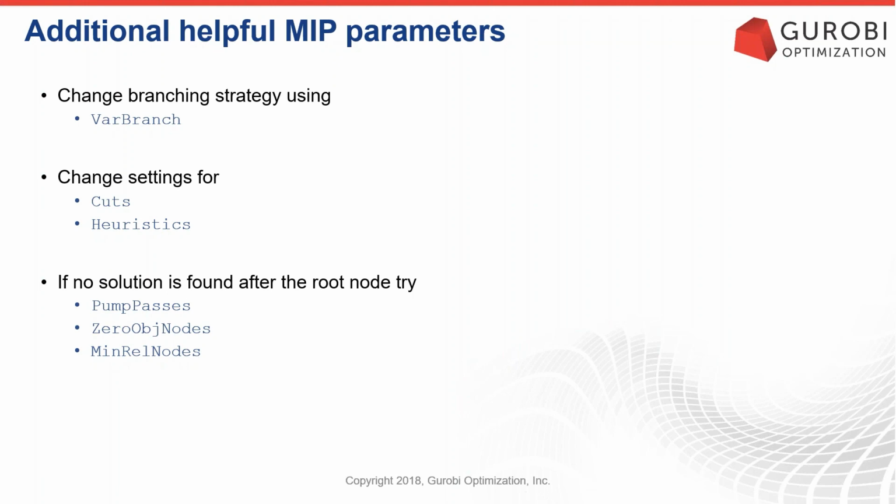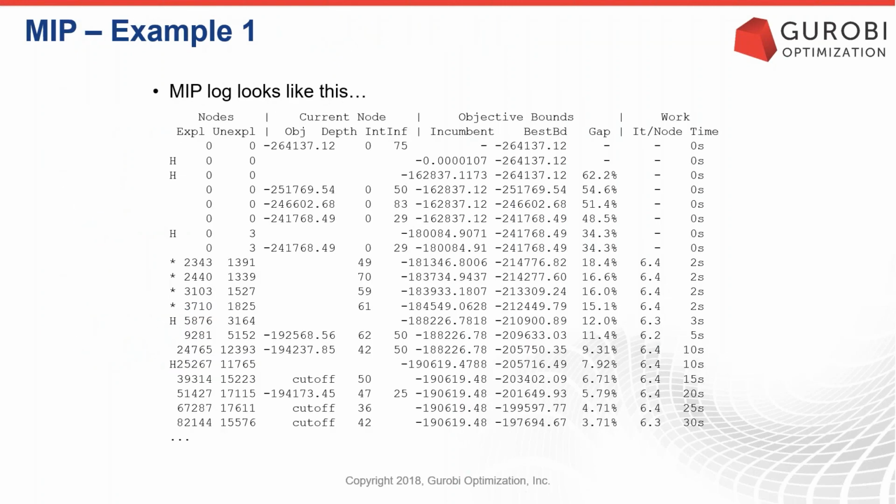So in order to show this a little, we have a few log files, and we take a closer look to see what can be done about it. For example, here's our first example. This is a typical log file from Gurobi. This is the tree search.